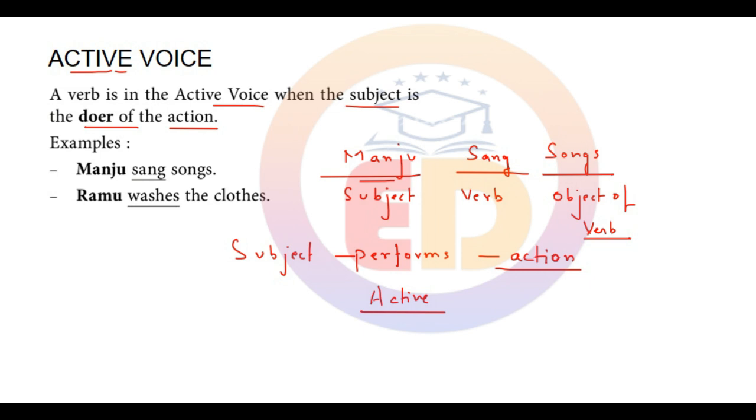Second example they have mentioned, Ramu washes the clothes. Ramu is the subject, washes is the action or main verb, the clothes is the object. Here Ramu is washing the clothes. Ramu is performing the action of washing the clothes. So Ramu is the subject and the subject is performing the action. So we can call it an active voice.